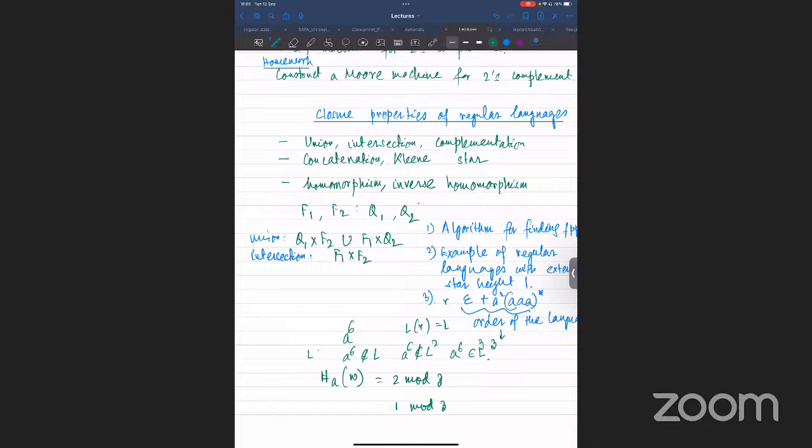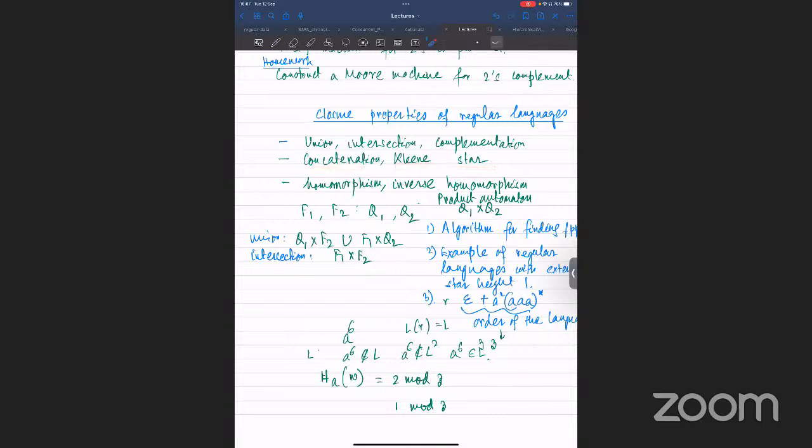It's F1 cross F2, right? This is intersection. You have the DFA, correct? And the set of states in the constructed DFA in the product automaton. So this is product automaton. It's Q1 cross Q2, and the set of final states is F1 cross F2. So these are things that we saw in detail. What about complementation? You just flip the accepting and non-accepting states.